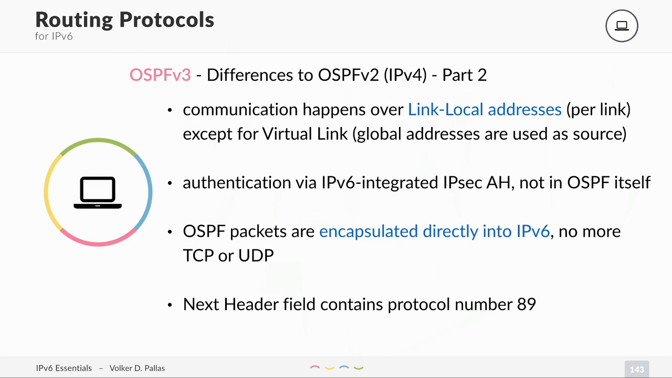Authentication is the IPv6 integrated IPsec authentication header. It is not done in OSPF itself. The OSPF packets are encapsulated directly into IPv6. There is no more TCP or UDP. There is only a native IPv6 packet. That makes it more powerful. And if you have a header of a packet, then the next header field is set to 89 to indicate there is another header, which is an OSPF header.